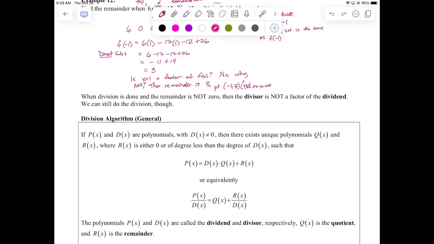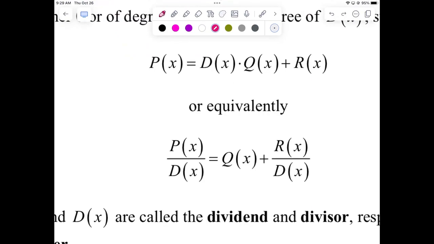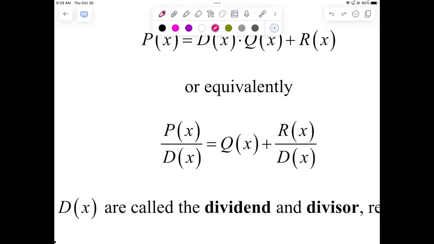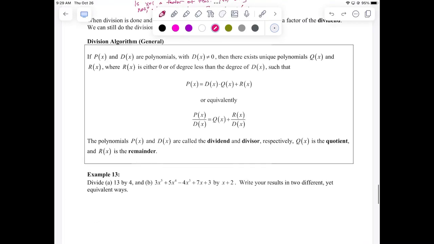Now, when division is done and the remainder is not 0, then the divisor is not a factor of the dividend. We can still do the division, though. I've already shown you this, right? The polynomial divided by the divisor is the quotient plus the remainder over the divisor. I already showed you that, okay?